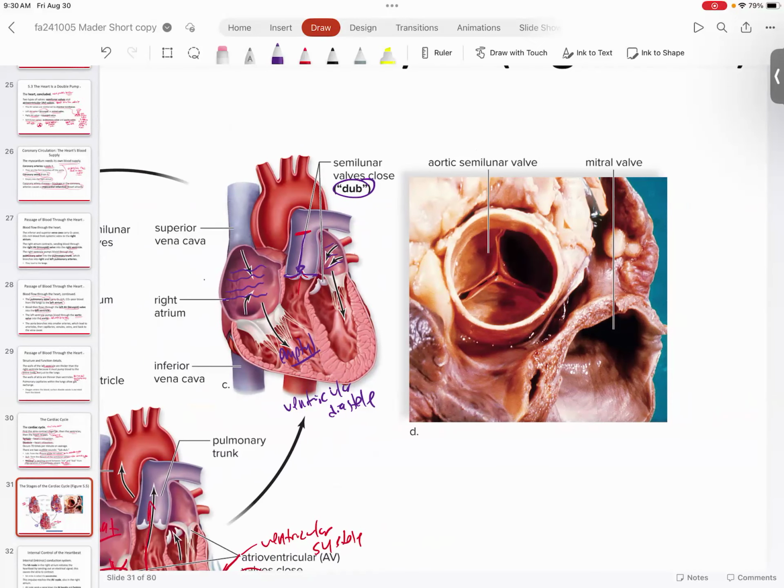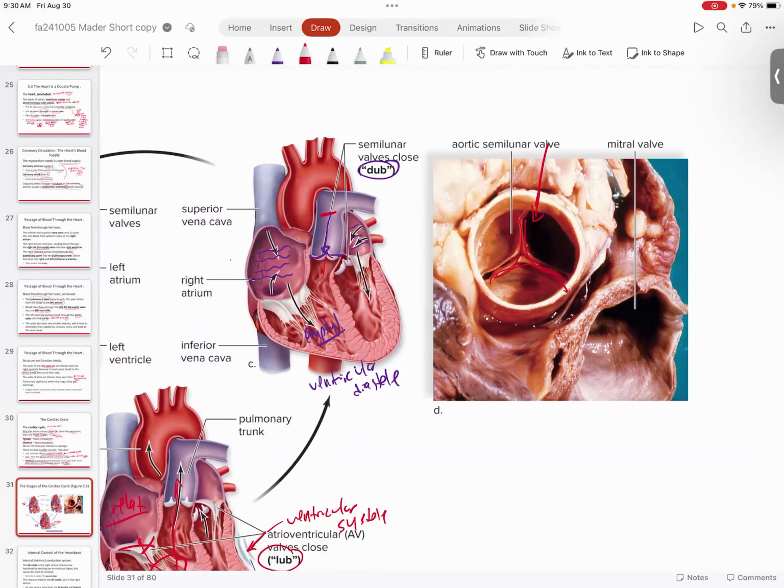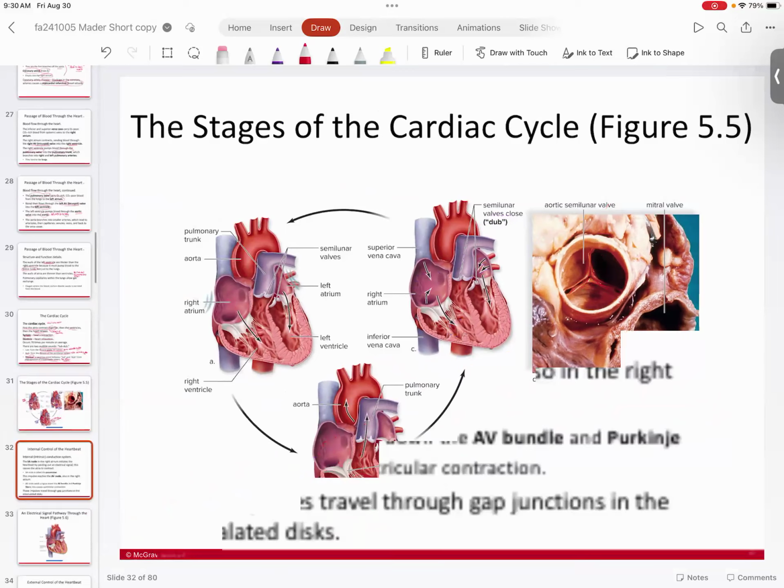This is a great image. I love this image. This shows you exactly what the aortic valve looks like. You can see these three flaps, these little half moon flaps that basically close off that aorta. It's a very, very good image, very good shot.